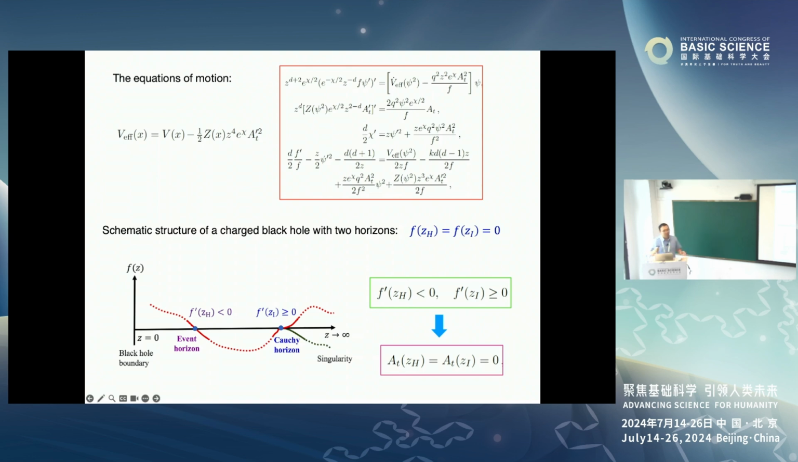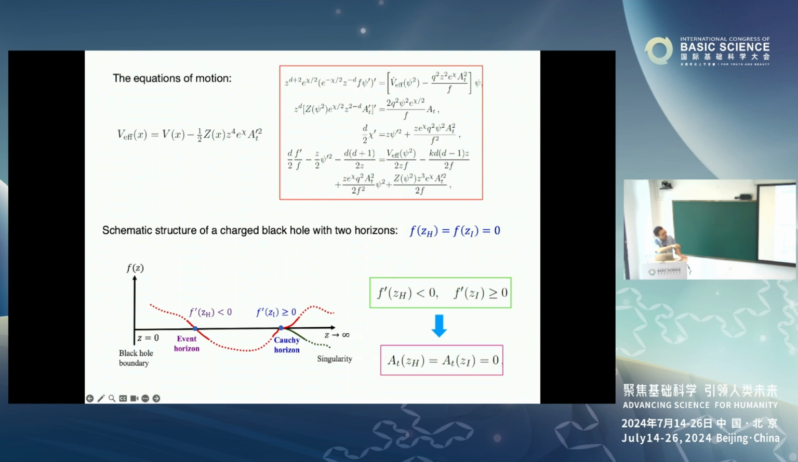So here we will give a proof that there should be no inner horizon. The idea is as follows. Suppose this is the event horizon, and we have an inner Cauchy horizon inside the black hole.